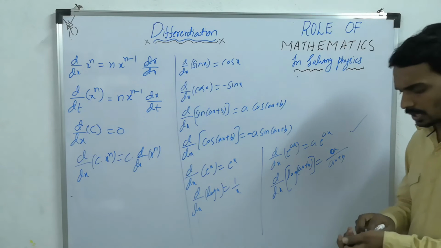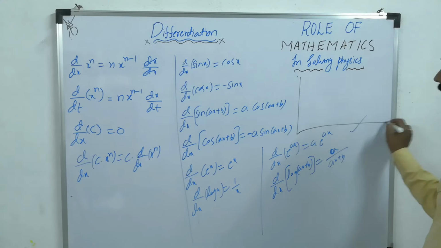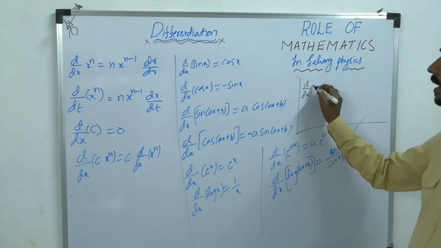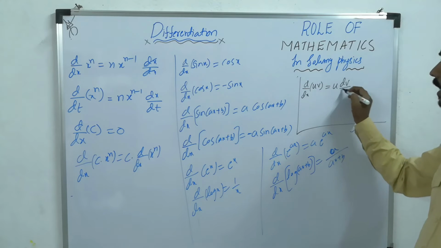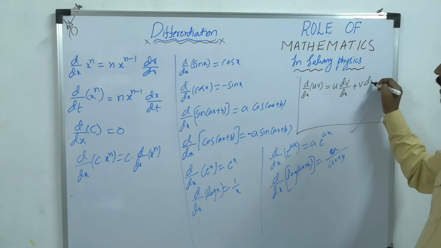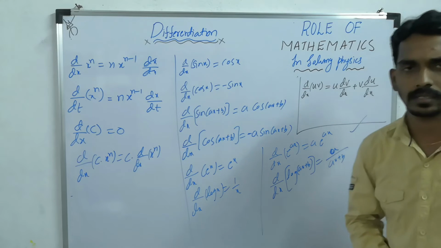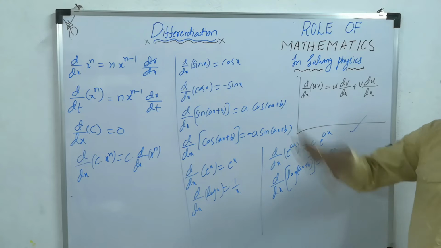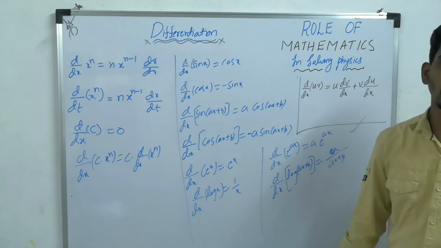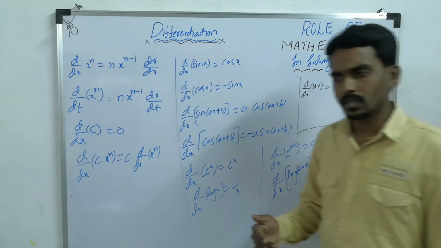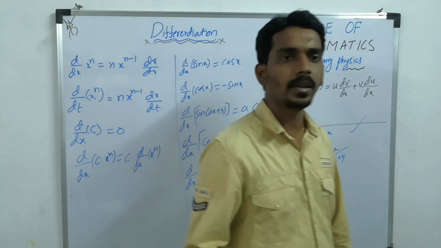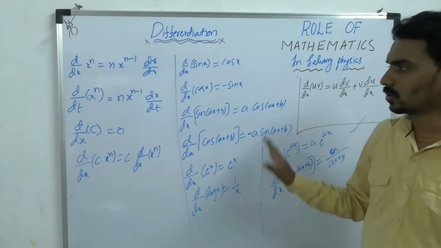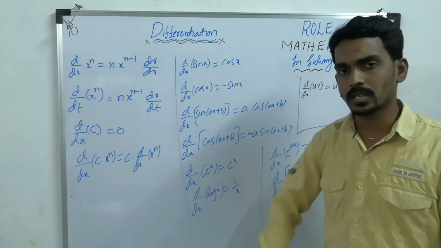And apart from that, one last and final formula, the two functions formula: d by dx of u into v will become u dv by dx plus v du by dx. So these are the main formulas you can use to solve almost 99% of NEET and JEE Mains level questions. So hope this is very helpful.